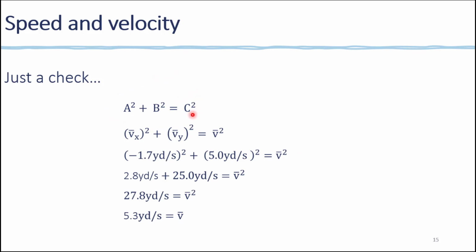So this would be your resultant velocity vector. And then that is always equal to the square of your x and y components. And so here I've written out the math to make sure. And sure enough, this matches the resultant average velocity of 5.3 yards per second that we calculated on the previous slide. Thank goodness.